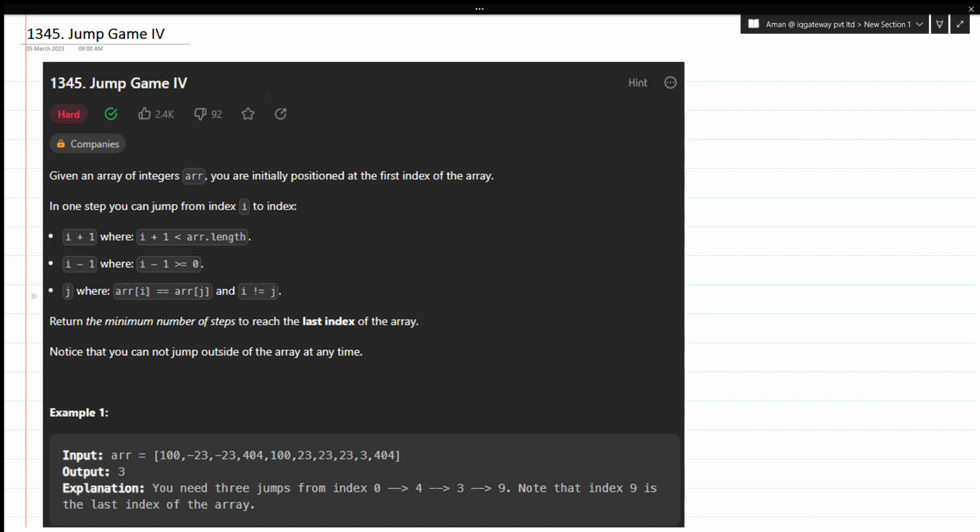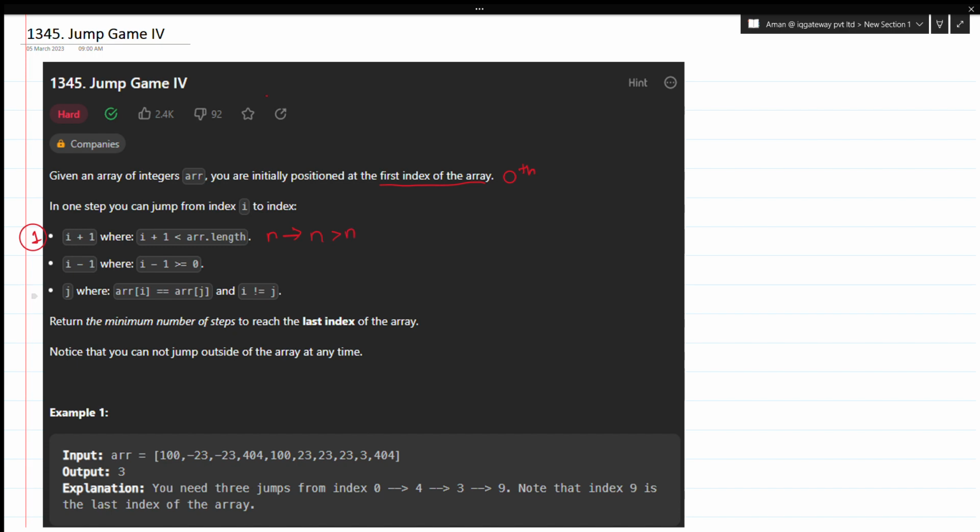I am given an array of integers arr and I am currently standing at the initial position, the first index of the array, the 0th index. I can take three kinds of jump. Jump one is I can go to i plus 1, but I cannot go out of bound of the array length. If I say array length is n, then I cannot reach n or greater than n.